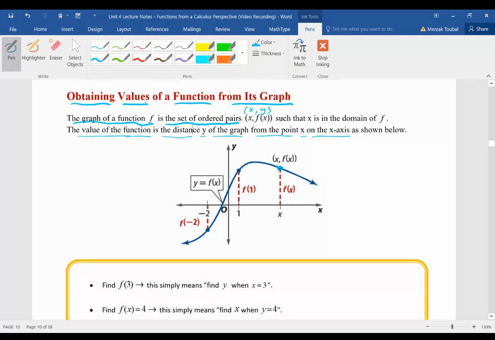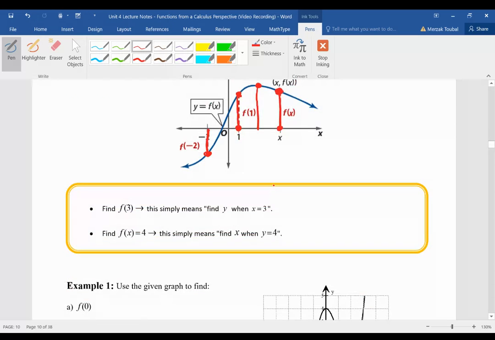This point here, for example, the y value of this point, which is f of x, is the distance of this point from the x-axis. The y value of this point is the distance of this point from the x-axis. The value y of this point, again, is the distance from the x-axis, and so on. Any point we pick on the curve, its y value would be the distance from that point on the curve to the x-axis.